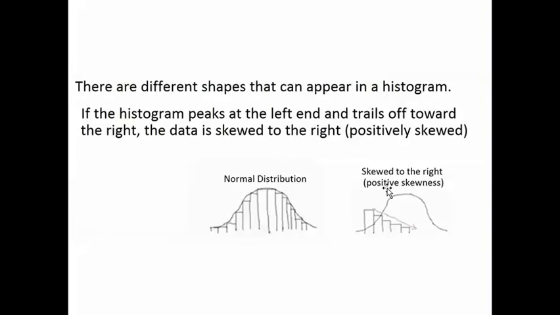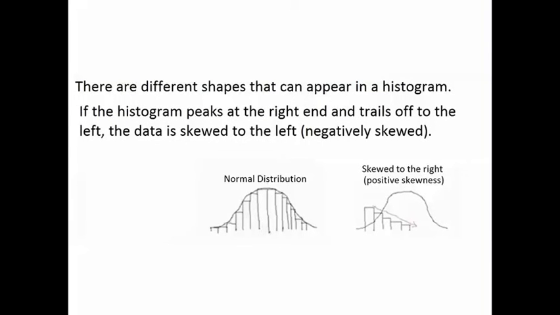And to help you understand why it's called a positive skewness, you could think about how it's trailing off toward positive numbers, because the right end is the positive end of the number line. So just think that it's trailing off toward the right end, and it's also trailing off toward positive numbers.